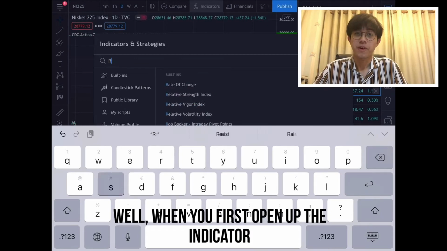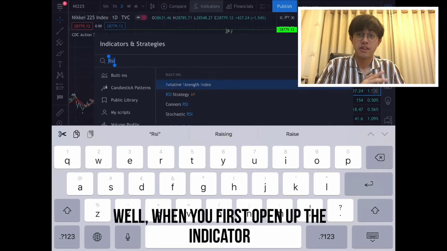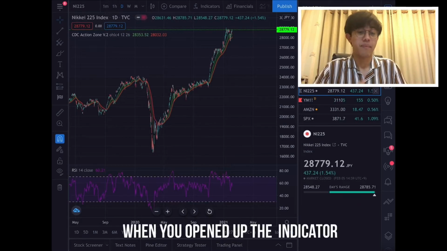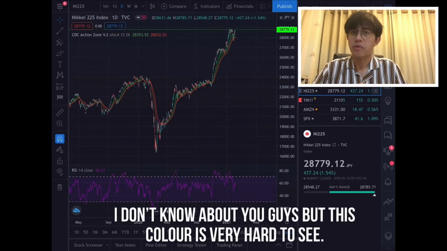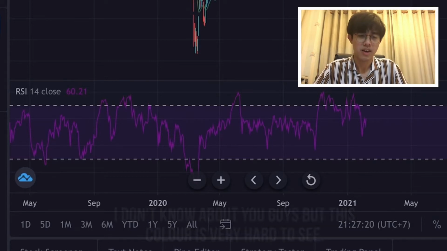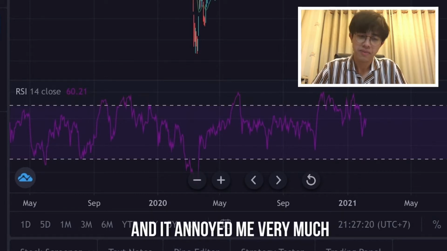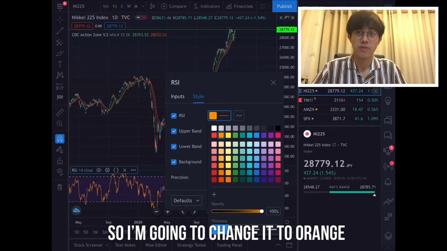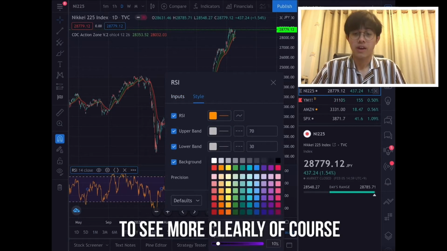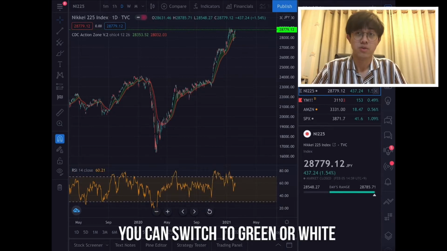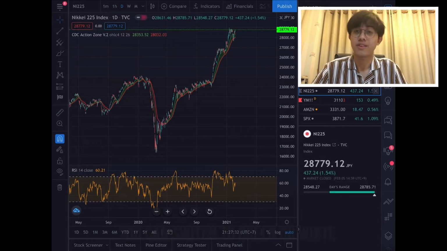Well, when you first open up the indicator, this is the first thing that you probably see. I don't know about you guys, but this color is very hard to see, and it annoys me very much. So I'm going to change it to orange to see more clearly, of course. And this is optional for you guys. You can switch to green or to white. It is up to you.